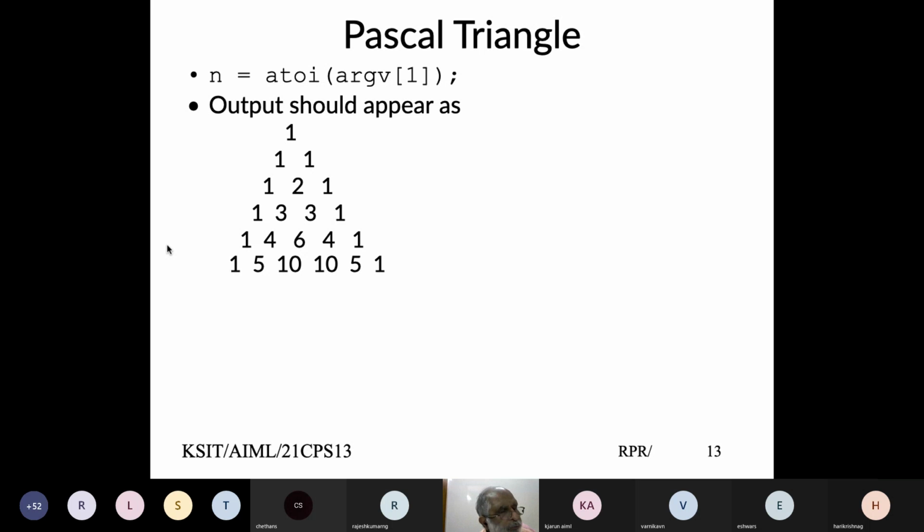Any thoughts, guys? How do you want to approach this problem? As I said, first logically think how you would like to solve it. Once you're done logically, it becomes much easier to put into code. Don't start coding right away. What is the pattern you see? If my n is equal to 5, that is what I should be seeing.